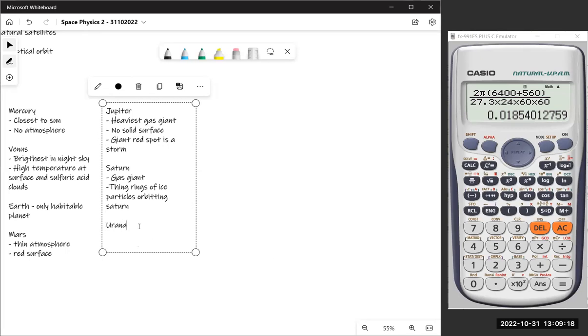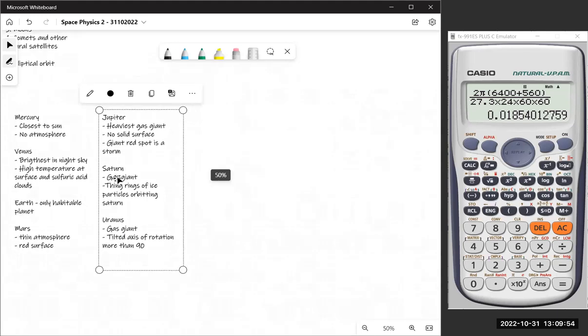Now to answer Anas's question, what is a dwarf planet, right? Anas, did you ask that? Anas? So what is a dwarf planet?